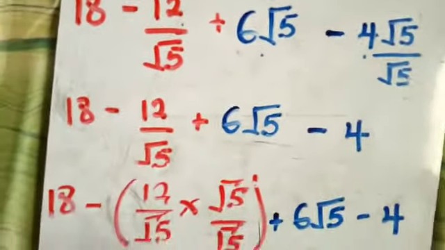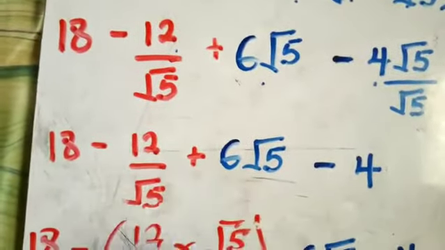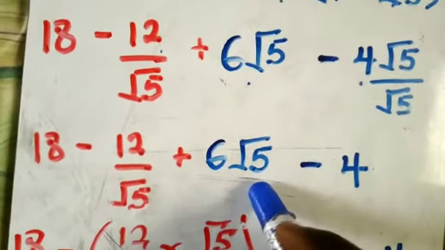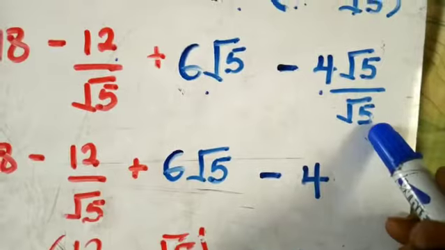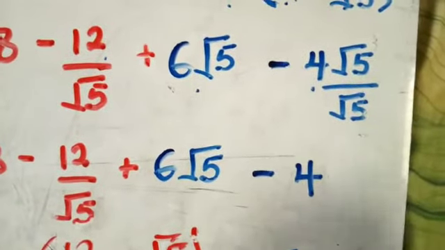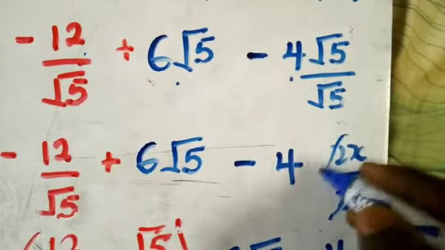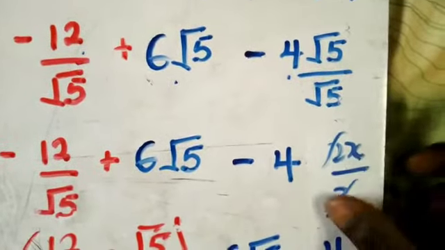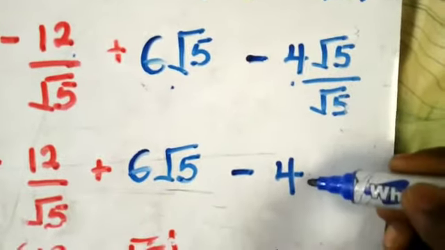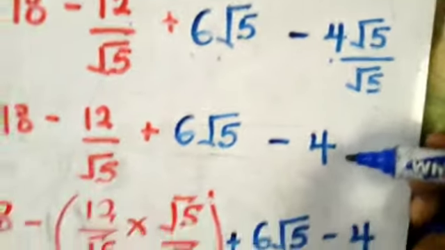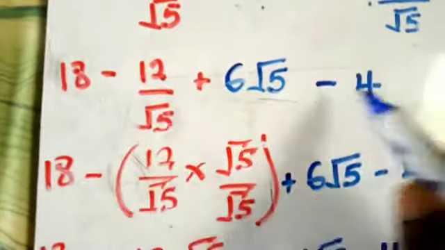Now let's continue. Now we are having what? 18 minus 12 over root 5 plus 6 root 5. See what is happening. There's a problem here. I can see a root 5 here and a root 5 here, so they will cancel out. This is just like saying 2x over 2, so the 2 will cancel out and we are left with just x. So the root 5 here will cancel, and you are left with minus 4. Now let's move on to the next step. Where exactly do you have a problem again among all the four terms over here?